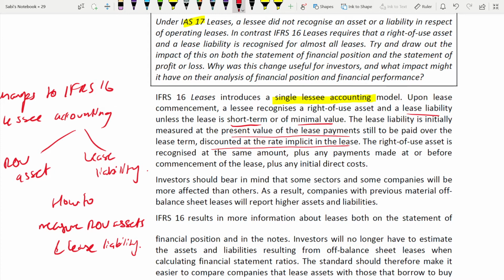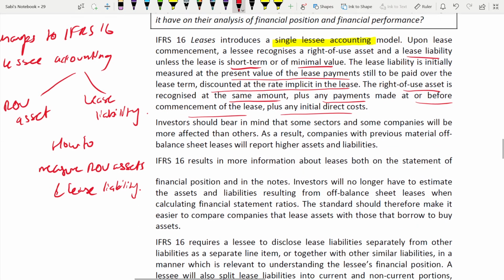Right of use asset, how do you measure? Right after that you are writing. This is measured at the same amount as lease liability, but you add any payment that you have made on or before the commencement of the lease plus any direct cost. When you're calculating, sometimes you might not have any payment or any direct cost. In that case, right of use asset will be equal to lease liability. Remember that.